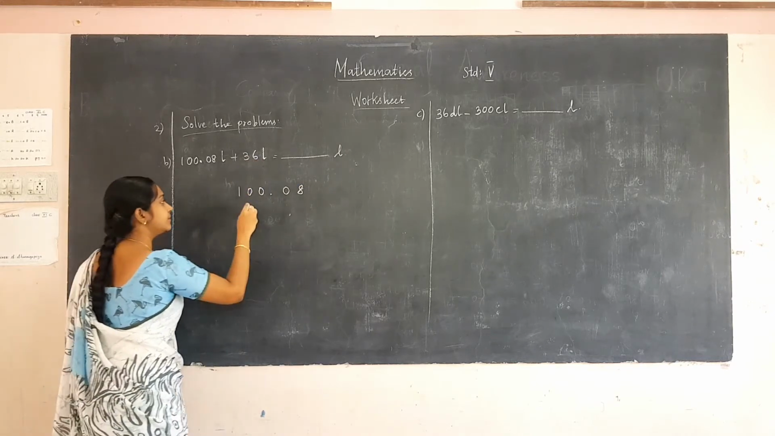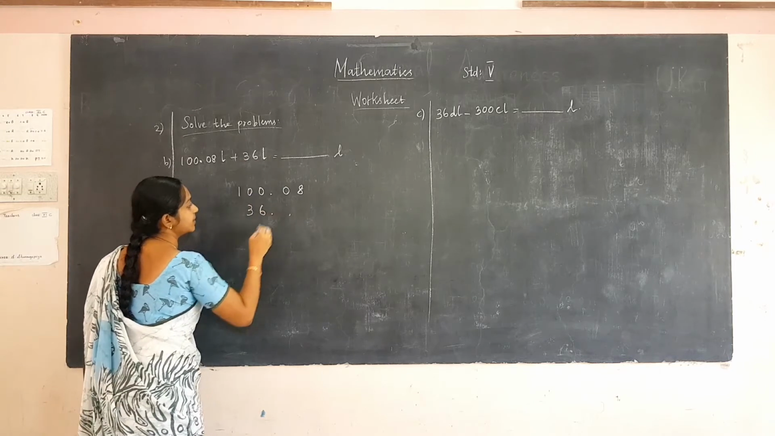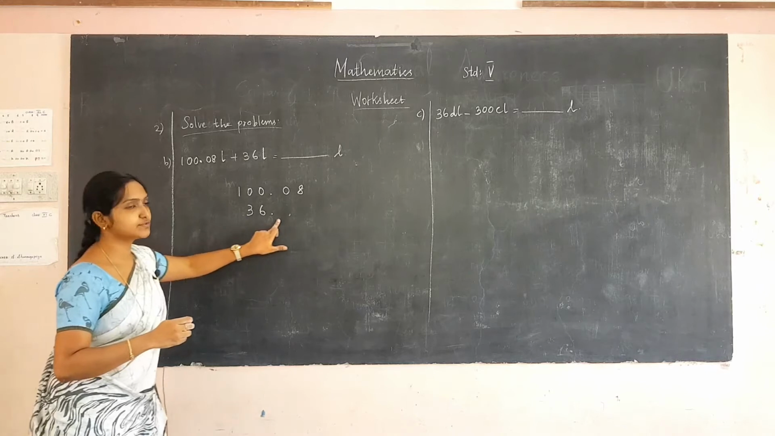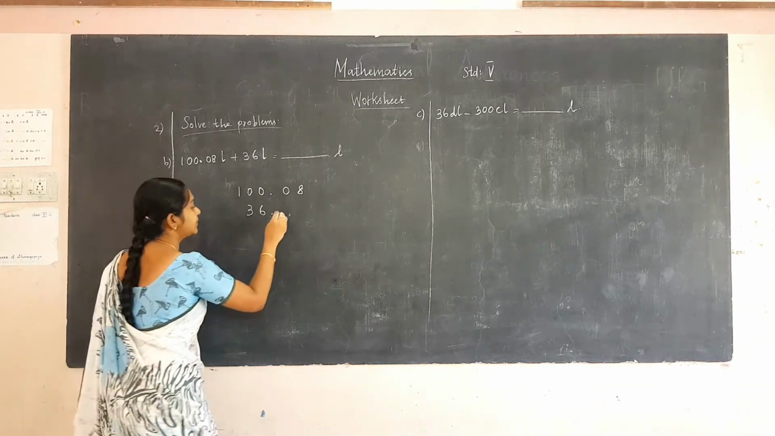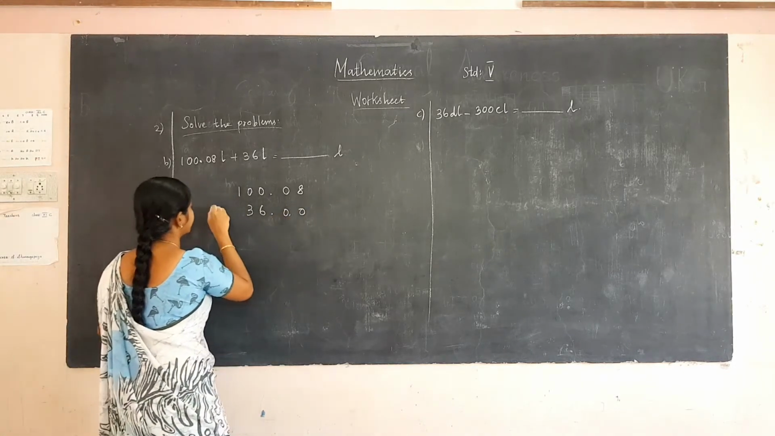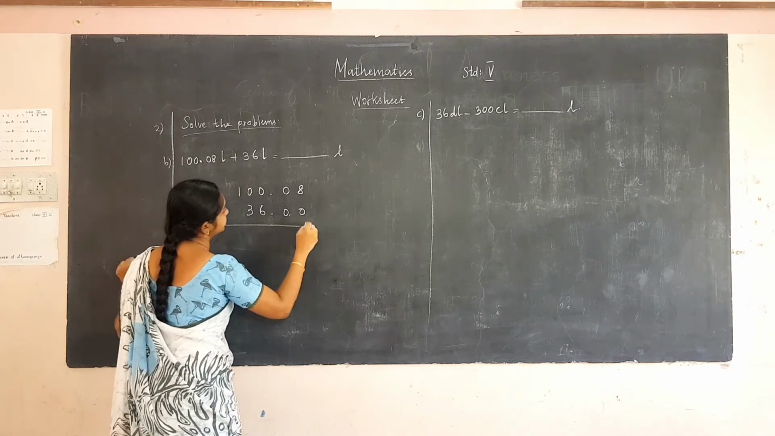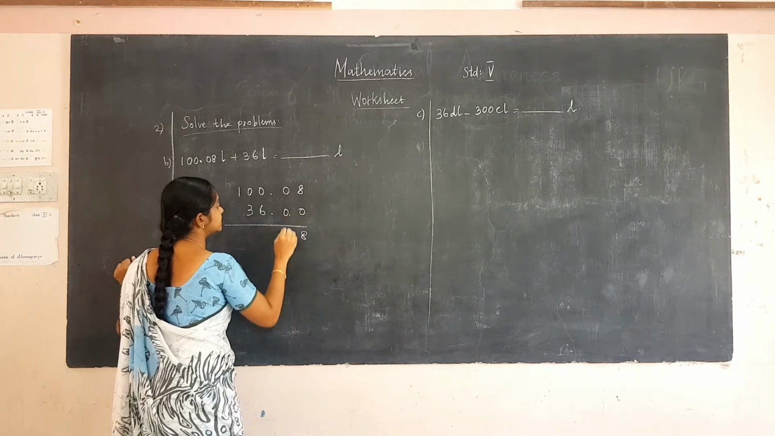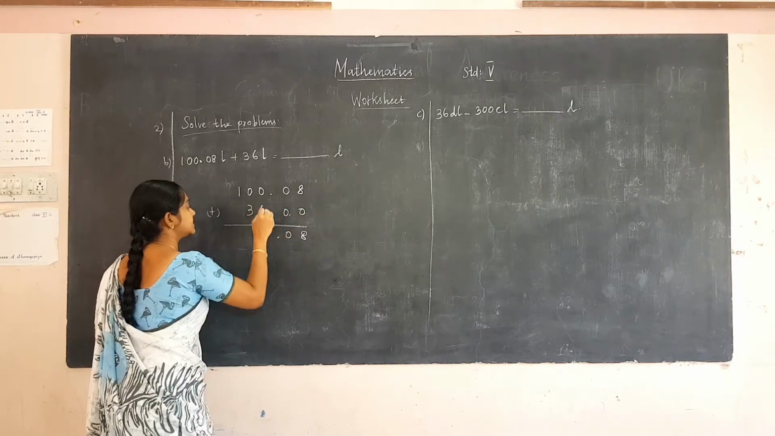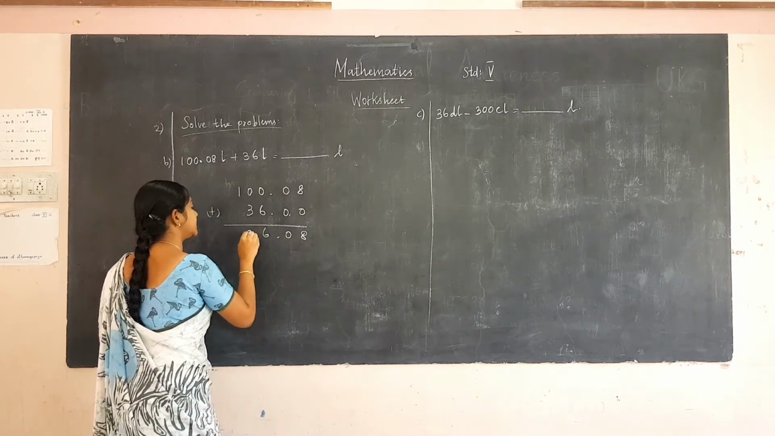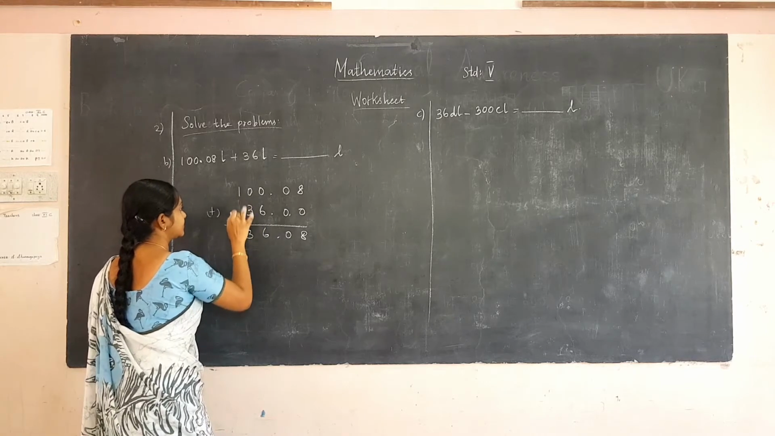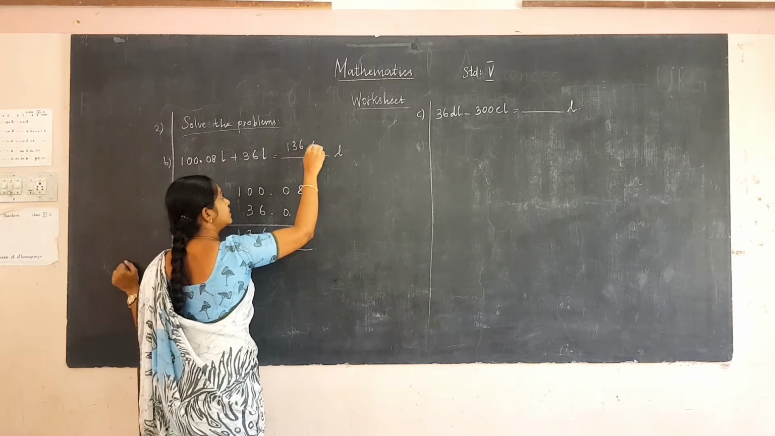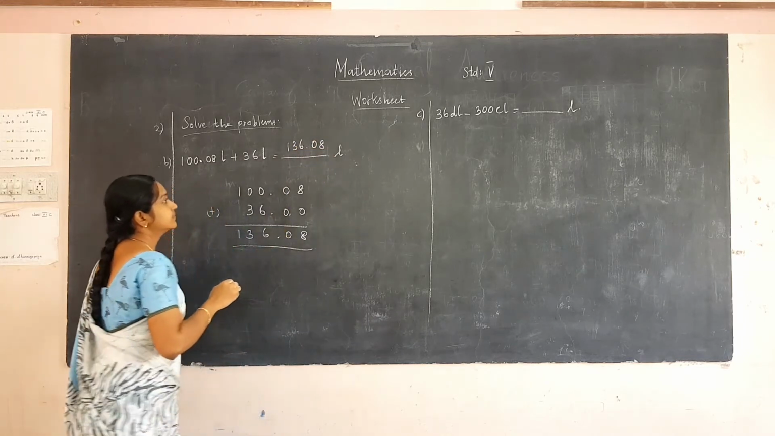36 is a whole number. So write 36 in whole number part. Now convert 36 into a decimal number by putting 2 zeros and then we have to add. 0 plus 8 is 8, 0 plus 0 is 0, 0 plus 6 is 6, 0 plus 3 is 3, and here we don't have any number, so write 1 as it is. So the answer is 136.08 liter.